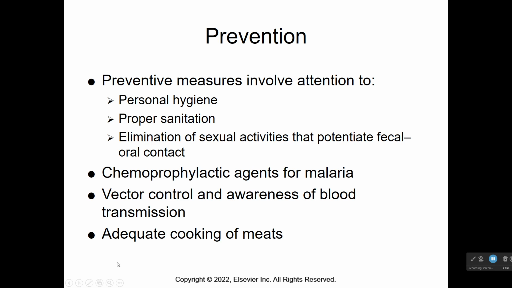Prevention with parasitic infections. How are we going to prevent these? A lot of times it is personal hygiene and sanitation.